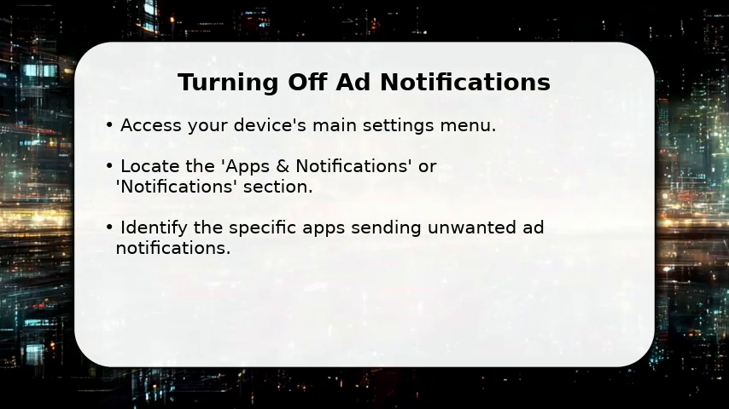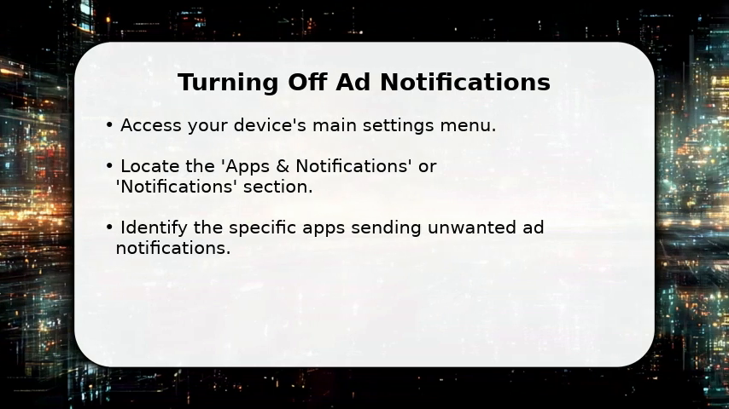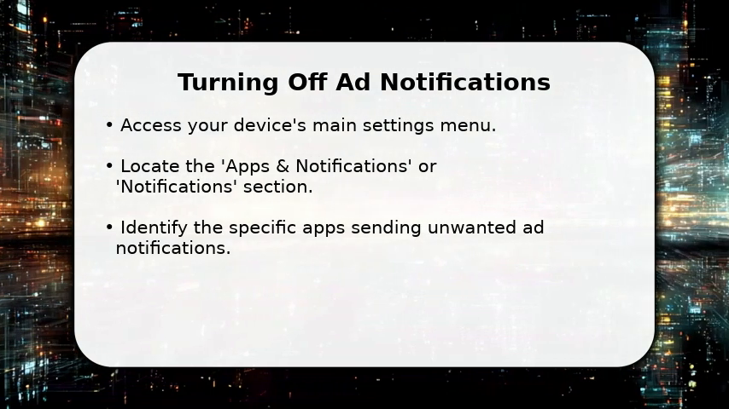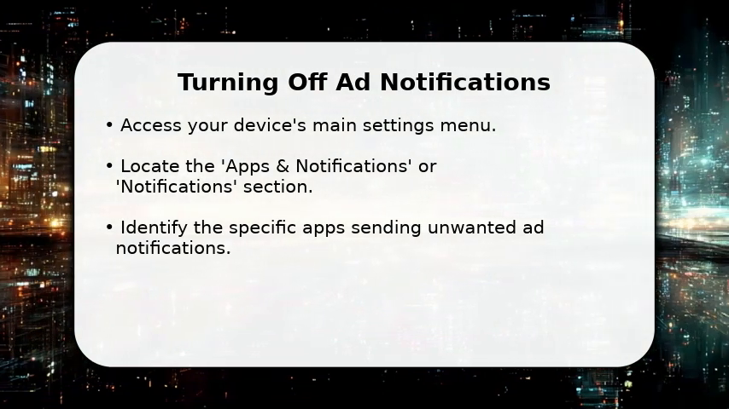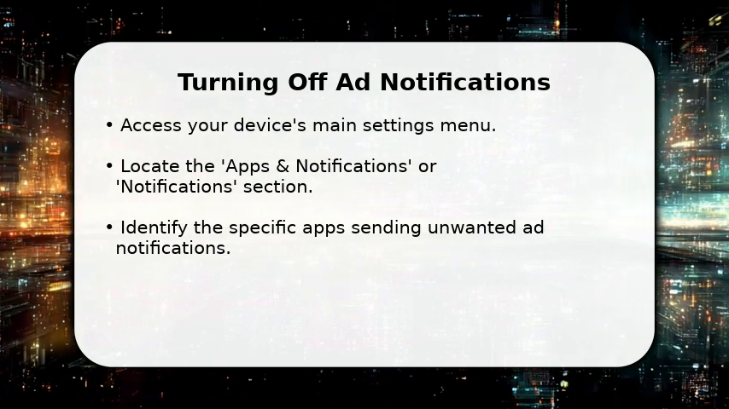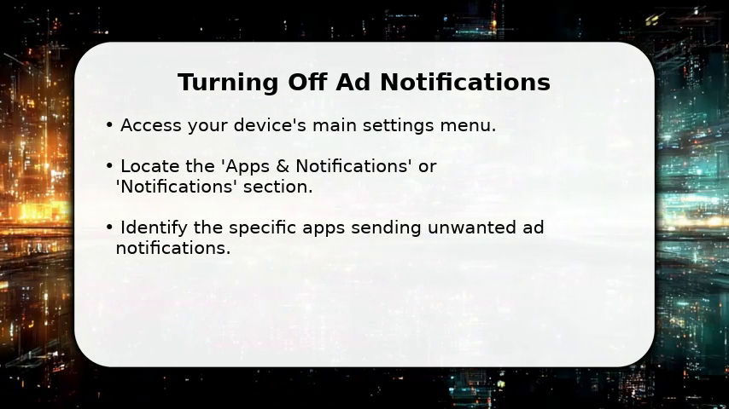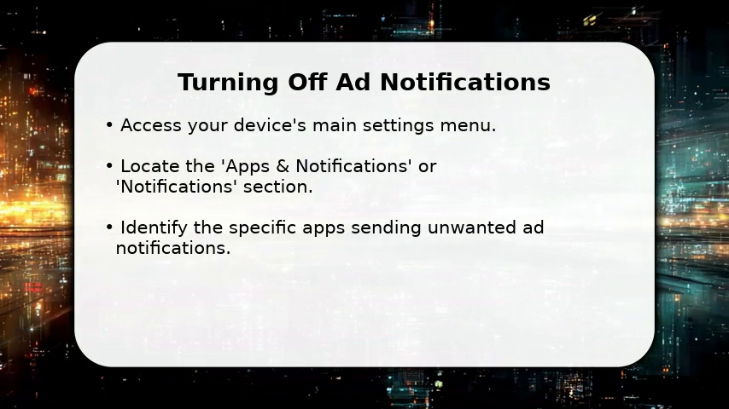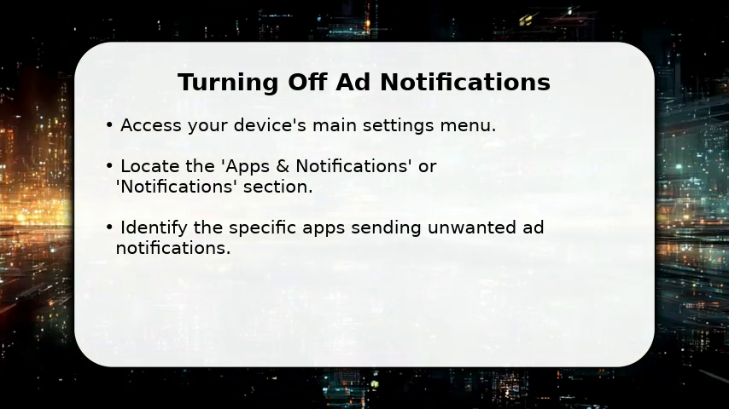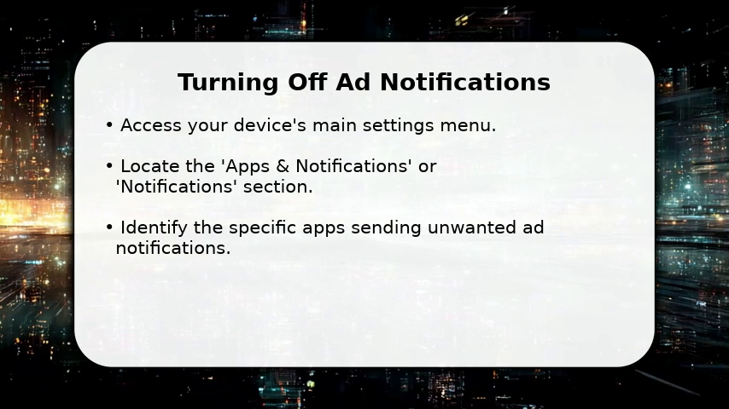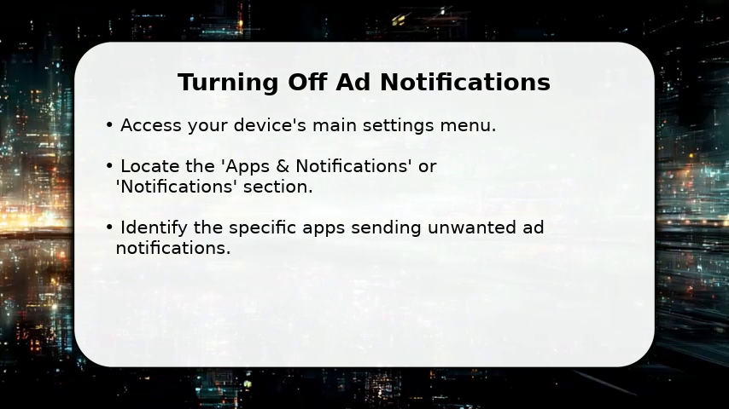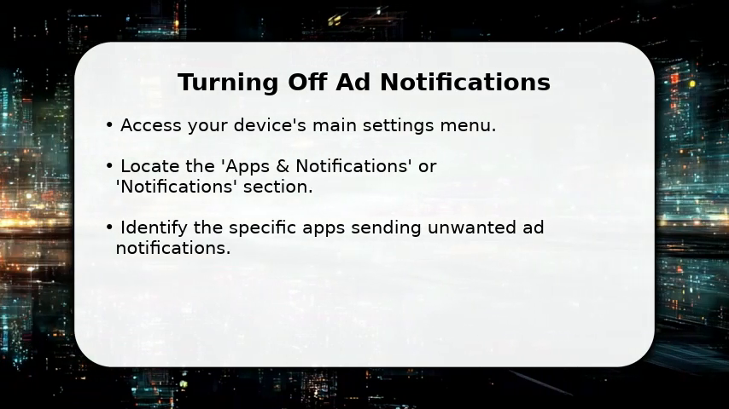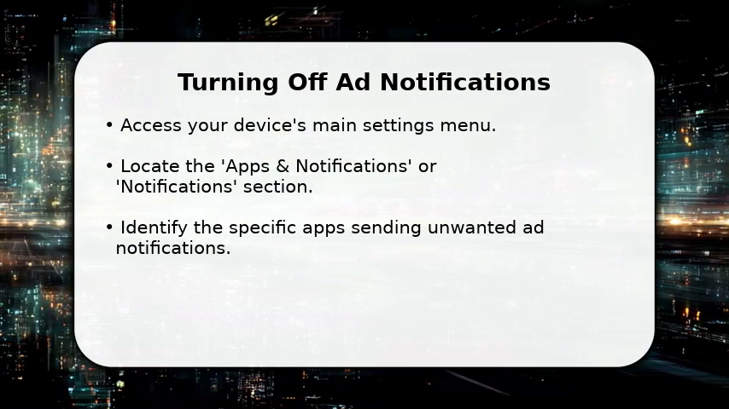First, access your device's main settings menu. This is usually represented by a gear icon. Next, locate the Apps and Notifications or simply Notifications section. From there, you'll need to identify the specific applications that are sending you those unwanted ad notifications. This initial step is crucial for managing your notification preferences effectively across your device.